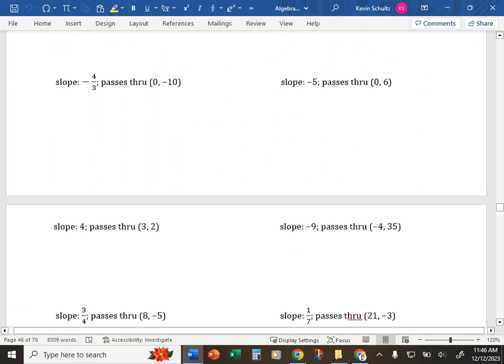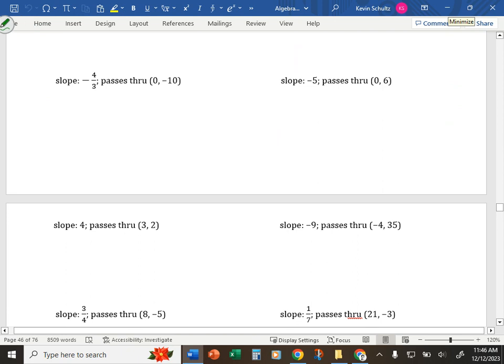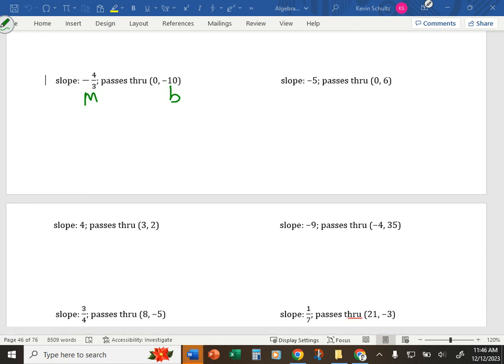Okay. What do you get? Slope-intercept form. What is the equation? The slope is -4/3. There's your m. This has a y-intercept of -10. You know that because x is 0. What's the equation? Good. Y equals -4/3 x minus 10.